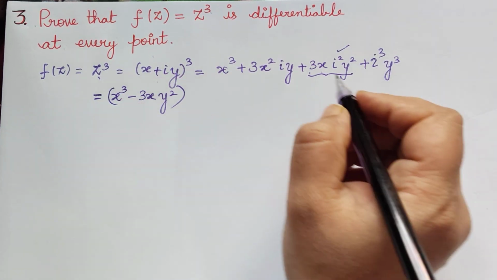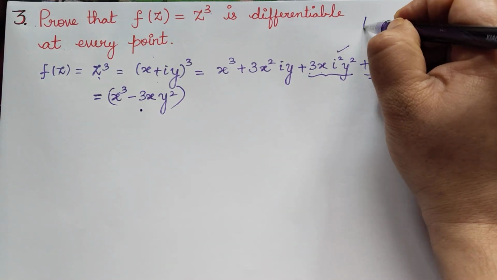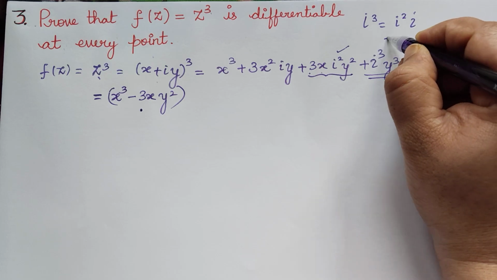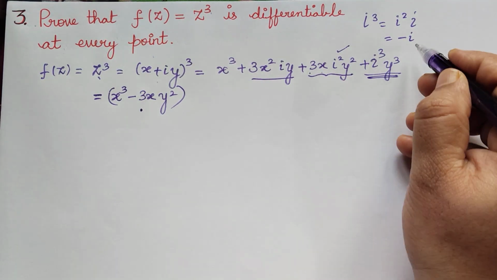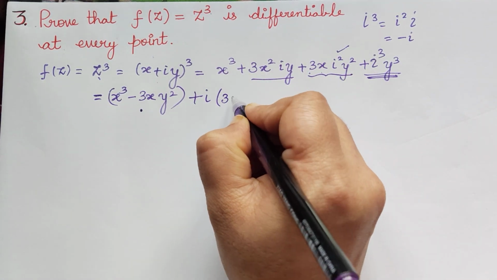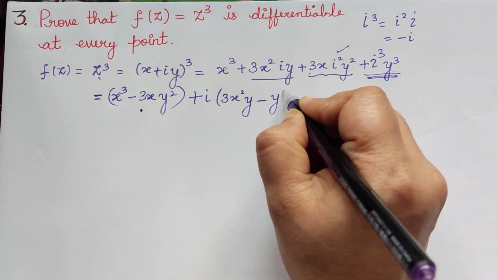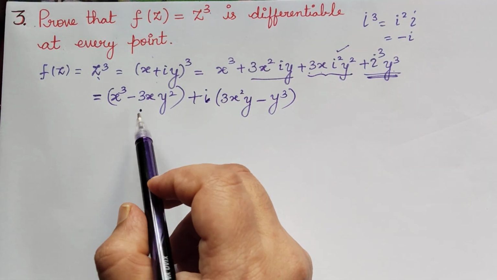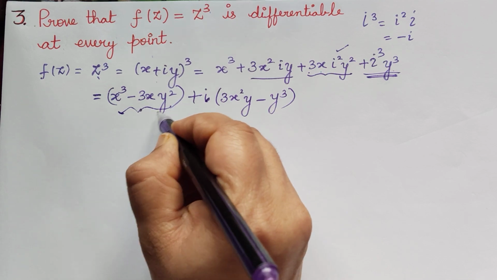Since I want to gather the real part, I have done this. And here we know that i cube is equal to i square multiplied with i, which is negative 1 times i, so it is minus i. So therefore in these two terms i can be taken in common, and you will have here 3x square y minus y cube. We have done many problems of this type. You may also go through them for better understanding. So anyway, we have separated this into real part and imaginary part, and we have obtained what u and v are.